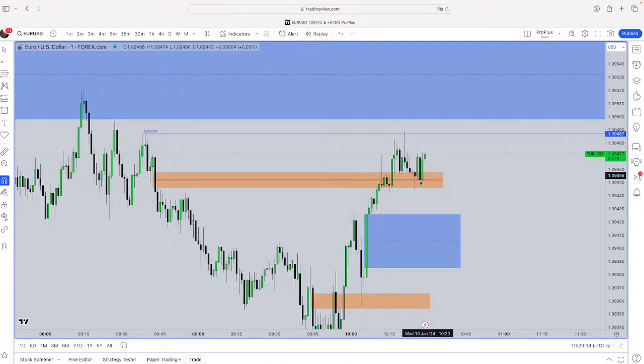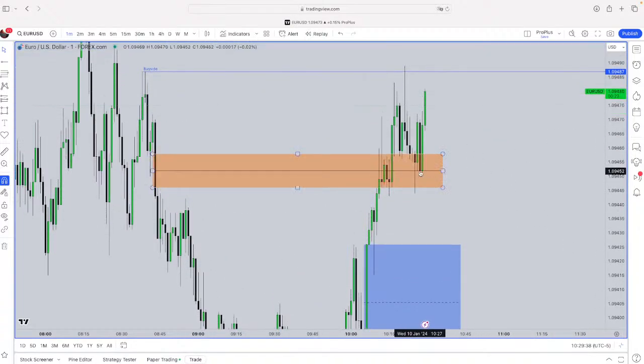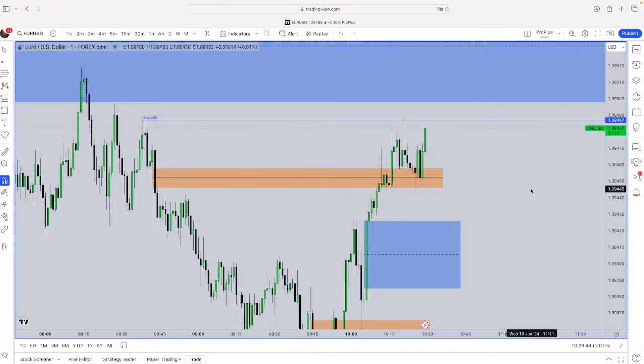This inversion fair value gap's acting nicely as well. Look at the way price went to the midpoint of that consequent encroachment, the bodies didn't close below it at all yet. So that's a nice indication as well.